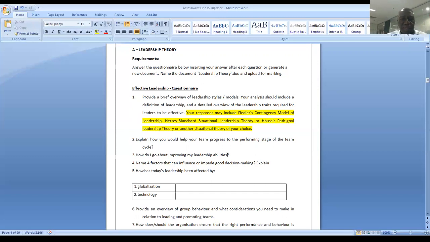And then you can see all these four factors, and then you can explain how today's leadership has been affected by globalization. So if you understand what globalization is and technology, how have they affected the very leadership that you mentioned in number 1 and 2? So the leadership style that you mentioned, you're going to bring and say, well, technology, how is it affected?